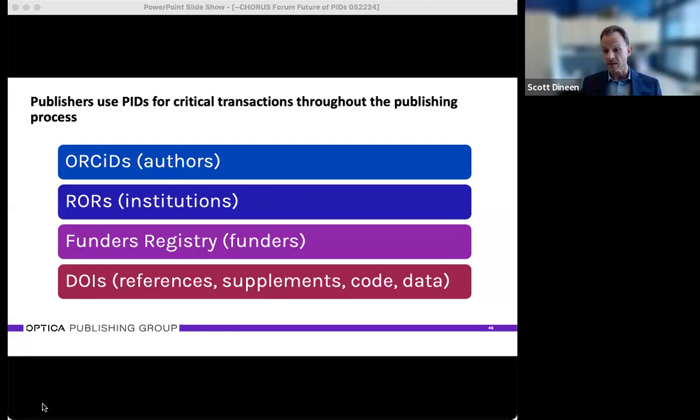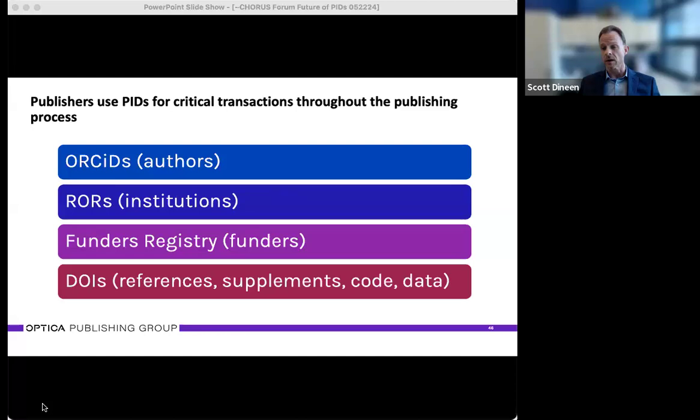You know, that problem. It's a tough problem. And RORs are really helping us with some critical tasks that we need. Obviously, identifying funders is important. And all of the other resources connected to a paper that we publish, a conference paper or journal article, from DOIs to references, supplementary material, including code and data sets.